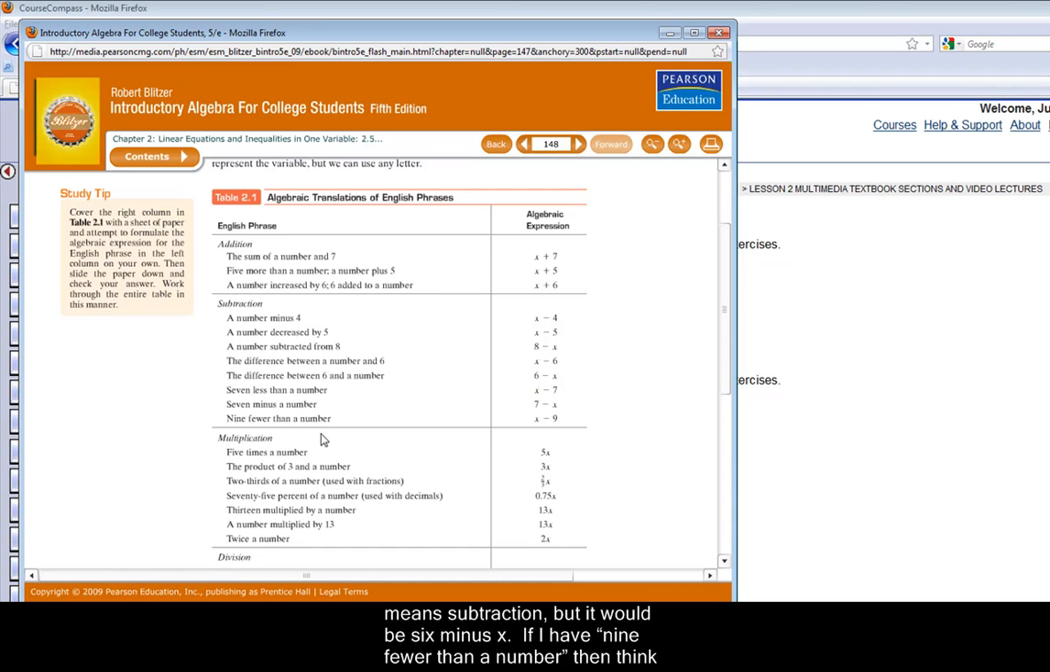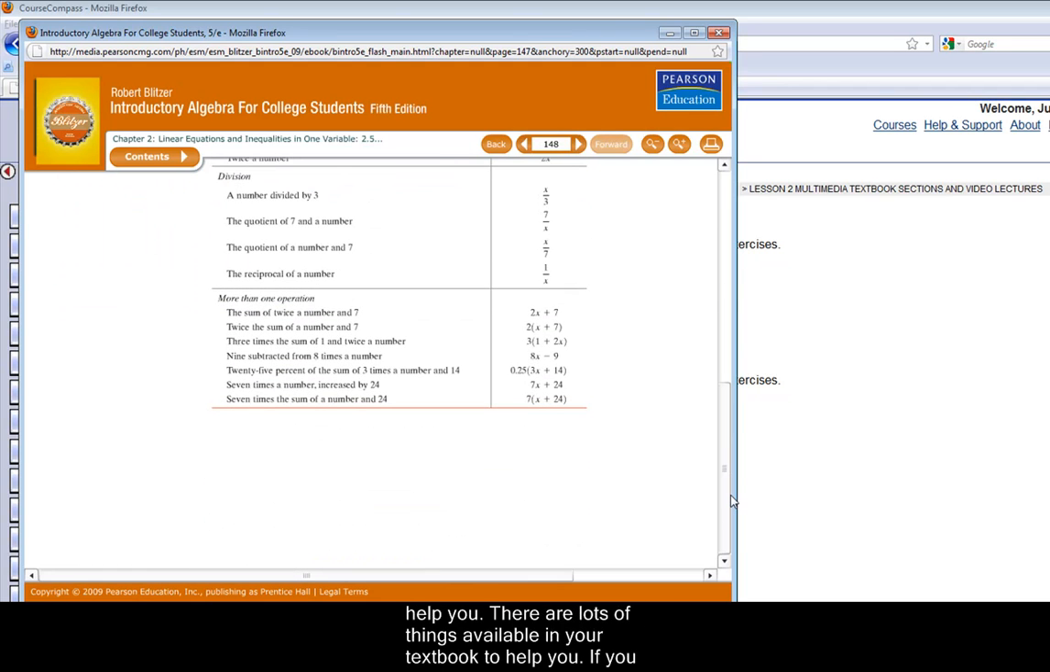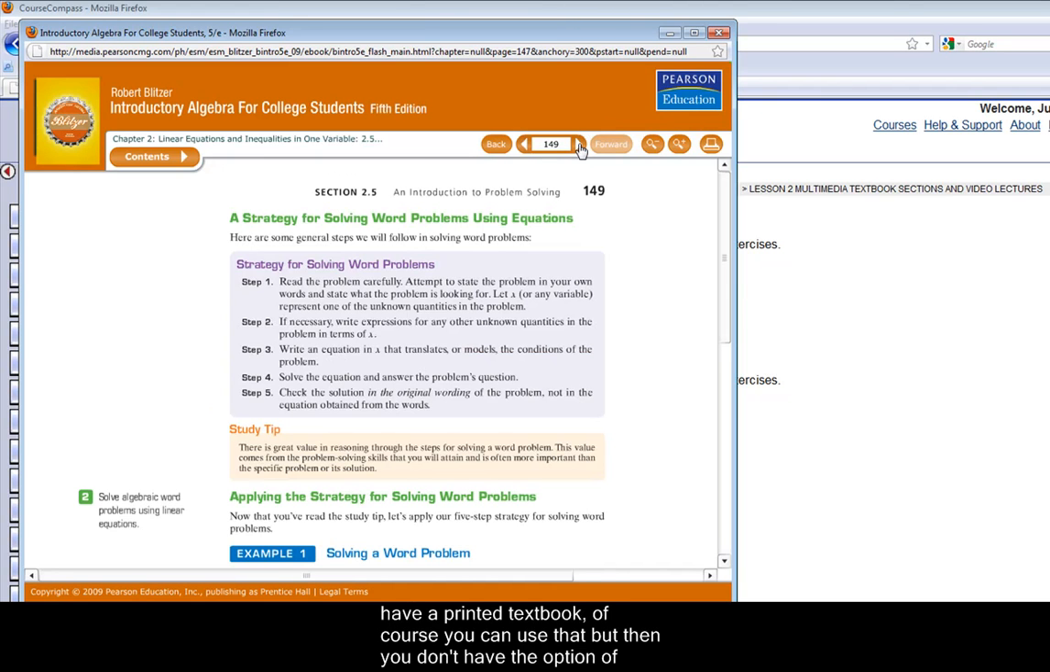If I have 9 fewer than a number, then I am thinking, okay, I'm taking 9 away from something, so it's going to be x minus 9. So this chart is here to help you. There are lots of things available in your textbook to help you. If you have a printed textbook, of course you can use that, but then you don't have the option of just clicking on the videos. So you might want to use the video lectures in the folder.